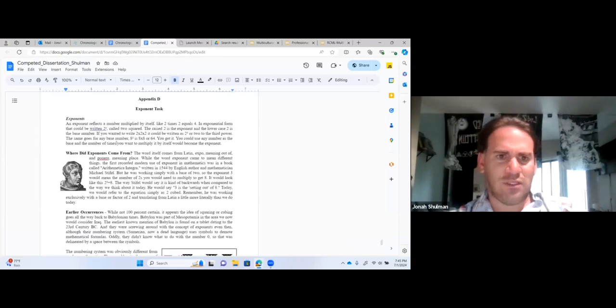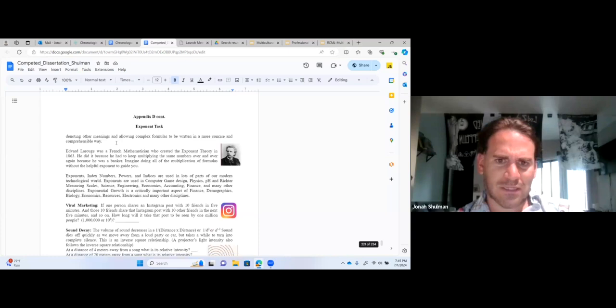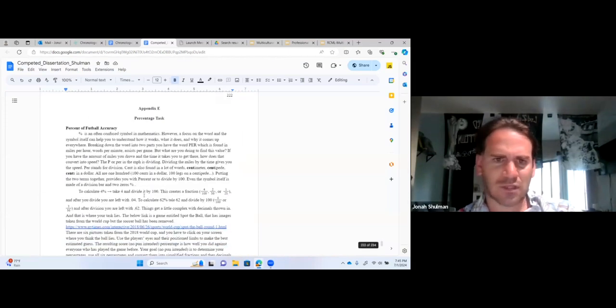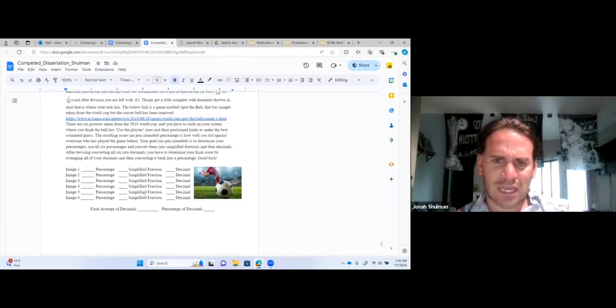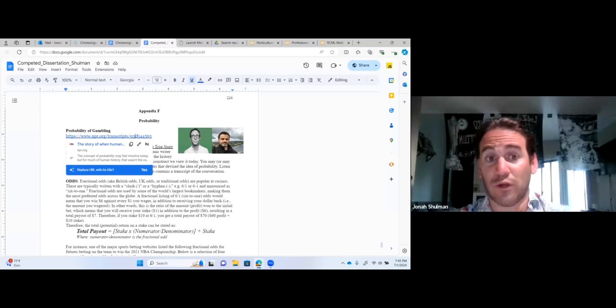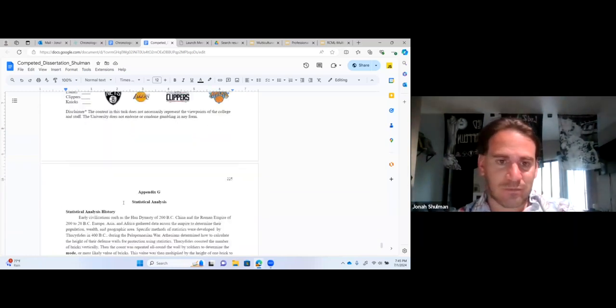Here we go. So this is their task for exponents. They learn about the history of exponents. They see current things with exponents, and they have to see it in different ways. Here's the percentage task. This is probability. They get to listen to the story of how probability first came, and then use current ways to figure out who's going to win the basketball championship, the NBA championship.